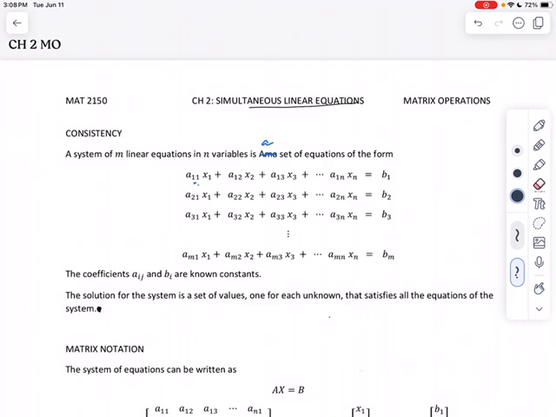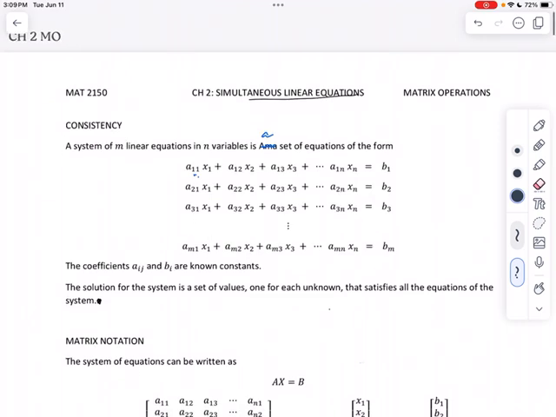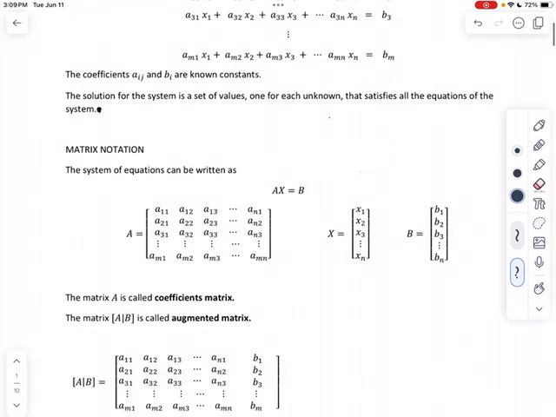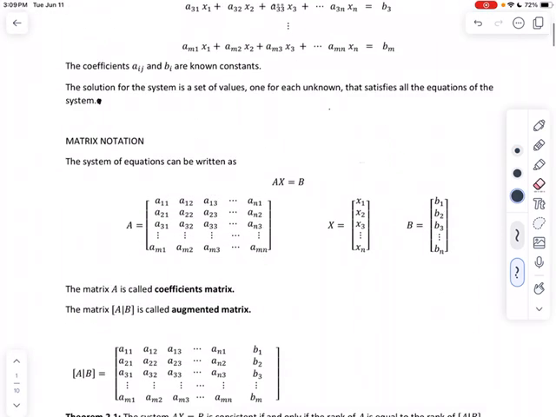The solution for this system is a set of values for each unknown. So there are n unknowns, so n values that satisfy all the equations of the system. The system is said to be consistent if a solution exists, and it is said to be inconsistent if the solution does not exist. So how about we convert this system into matrix notation?